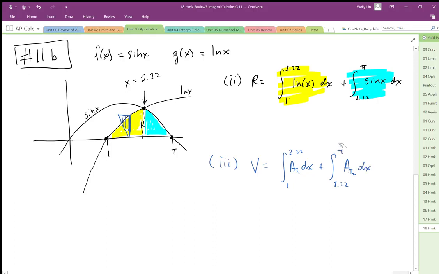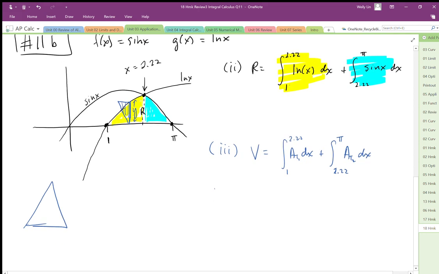Now we need to find the area of that equilateral triangle. There are a few ways you can do this. If this is an equilateral triangle, the base length is going to be the y value from here to here, the function value. So that's going to be y, y, y.